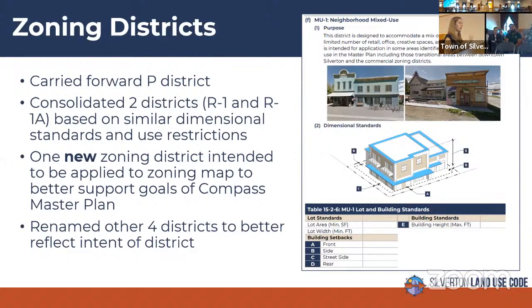The draft land use code recommends a new zoning district lineup for the town, which carries forward the current P district, which is the public district. It consolidates two of the residential districts that currently exist, which are R1 and R1A. And then the other four districts are being renamed to better reflect the intent of those districts. And then there is one new zoning district proposed, which is intended to be applied to the zoning map to better support the goals of the Compass Master Plan, specifically in the future land use framework map. Next slide.